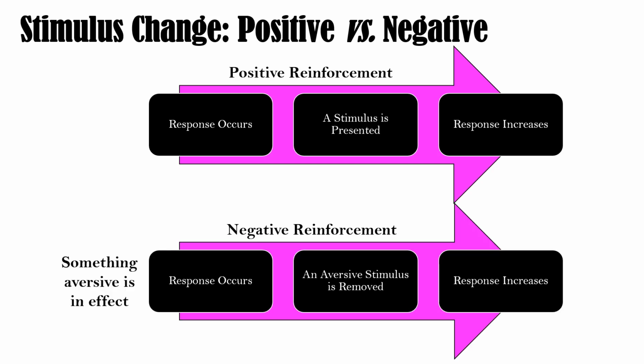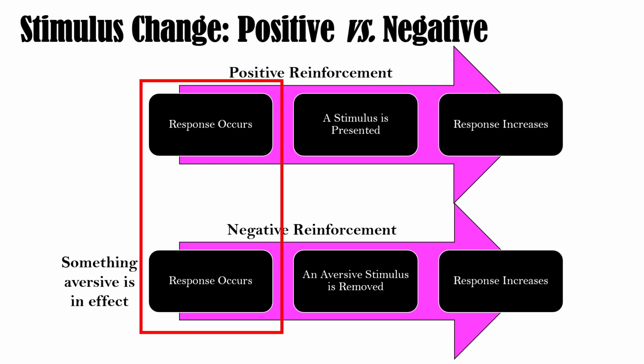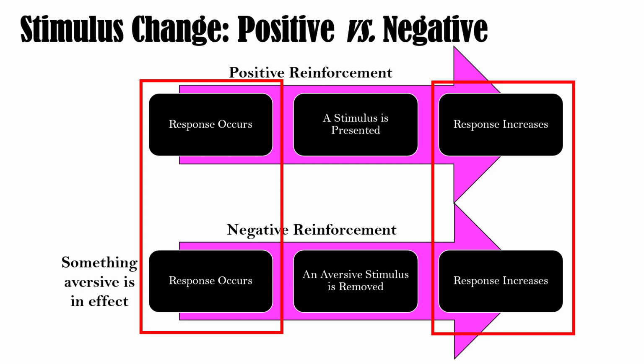With negative reinforcement, there has to be something aversive that's in effect. The response occurs, and then that aversive stimulus is removed, and that results in the future probability of the response increasing. So if you look at both positive and negative reinforcement, a response occurs, and the response increases in the future. Remember, these are both reinforcement, and we're always looking at the effects on the behavior. So for both, the future probability of the response is going to increase.